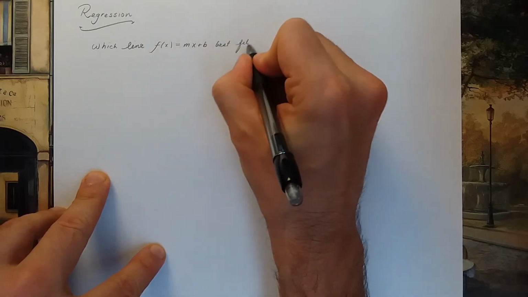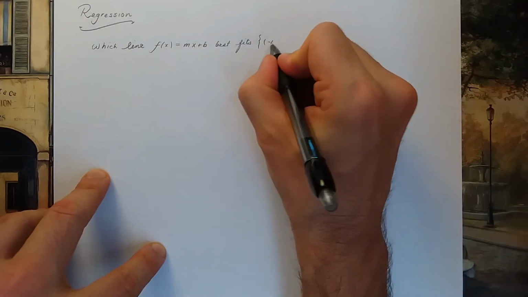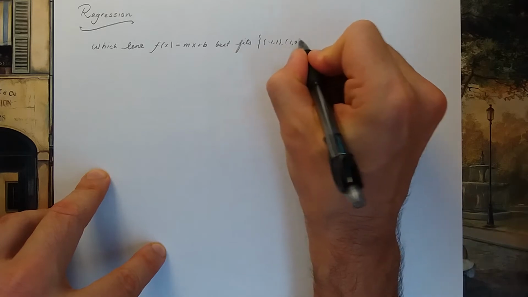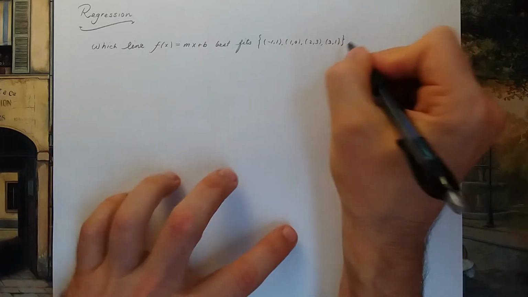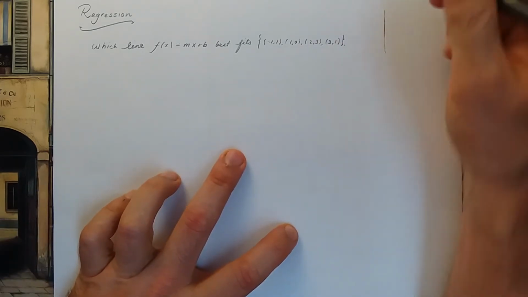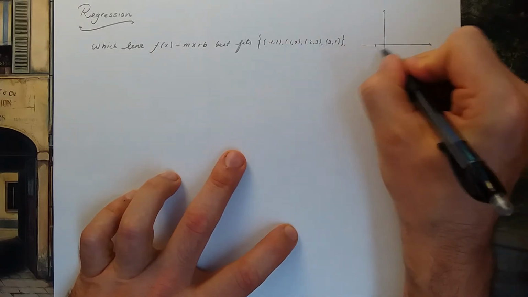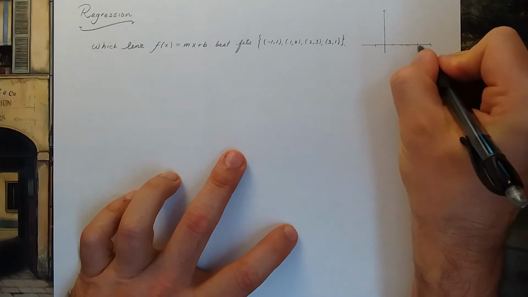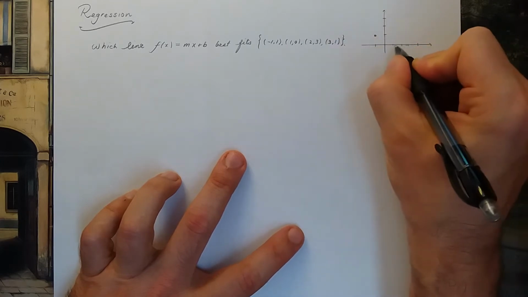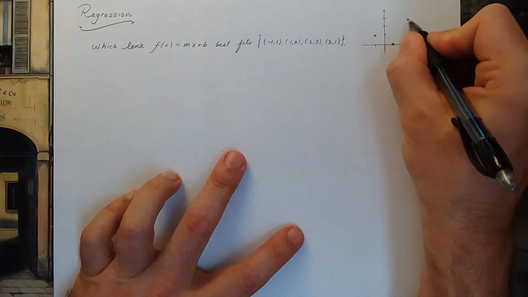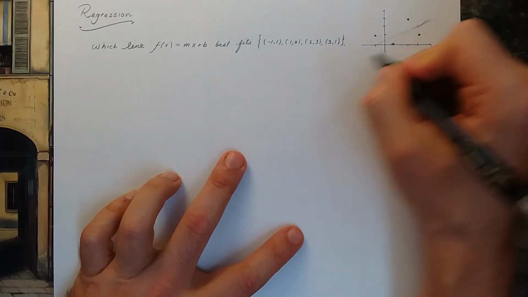best fits the data? I'll just randomly put down some xy coordinates: negative 1, 1; 1, 0; 2, 3; and 3, 1. Graphically, I have points in the xy plane, and I'd like to decide which line best fits them. So let me plot a few points here. Negative 1, 1 is here; 1, 0; 2, 3; and 3, 1. So which single line best fits this data?